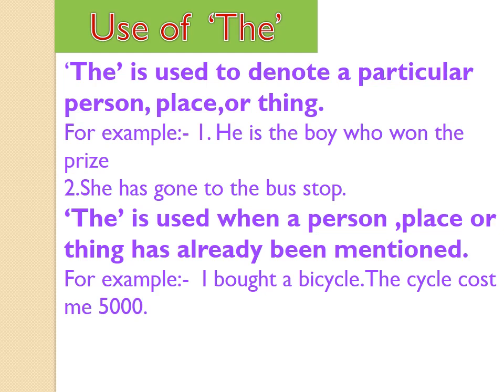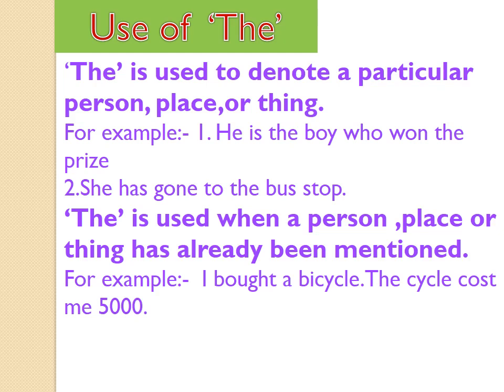For example, I bought a bicycle. The cycle cost me 5,000. So now let's see the difference. I bought a bicycle. मैं एक bicycle खरीदा. Now here bicycle जोड़ा है वो एक general चीज है, एक आम चीज है. But the cycle cost me 5,000.